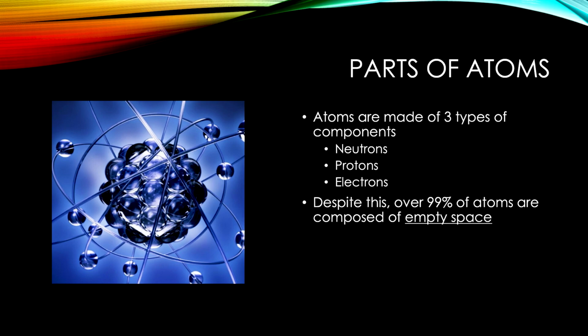Next up, parts of atoms. Atoms are made of 3 types of components: neutrons, protons, and electrons. And despite this, over 99% of atoms are composed of empty space, which is kind of hard to wrap your brain around, but even the things that make up atoms are so small that 99% of them are empty space. So these little things are really powerful, though. That's why they make up everything that we see, even though they're 99% empty space.